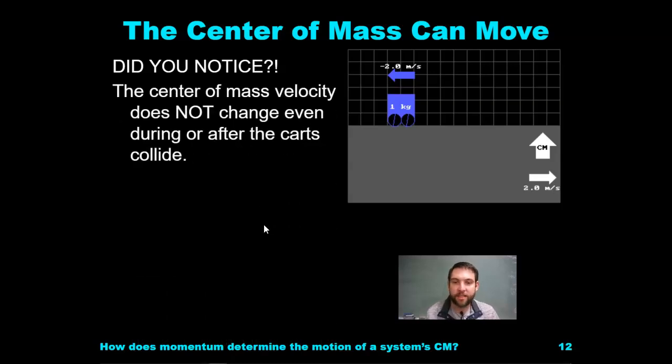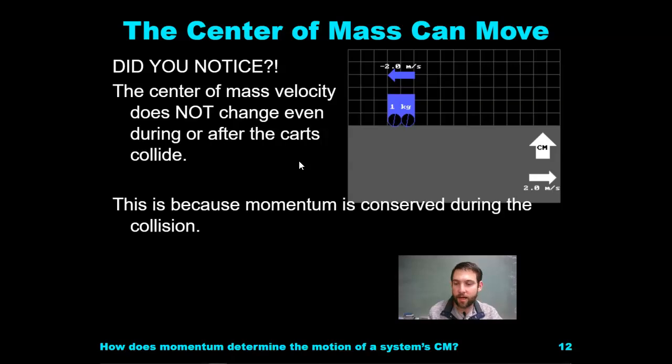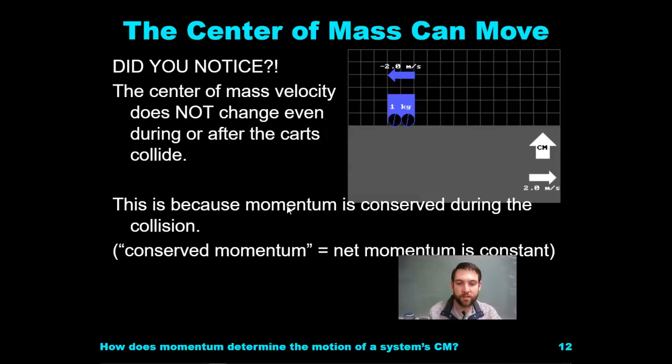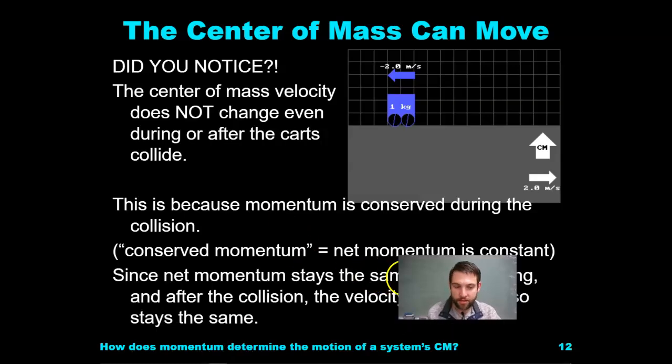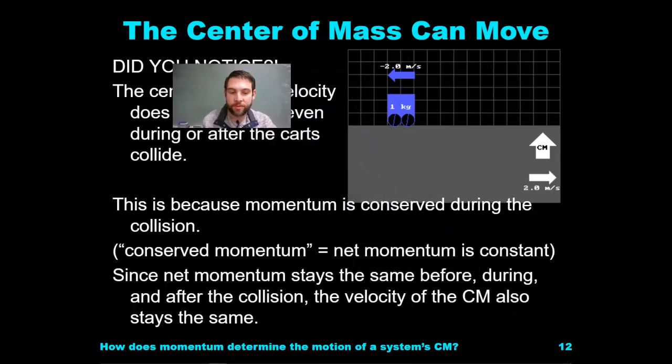Center of mass velocity does not change even during or after the carts collide. This is because momentum is conserved during the collision. Conserved momentum means that your net momentum is constant. Because net momentum stays the same before, during, and after the collision, the velocity of the center of mass will stay the same.